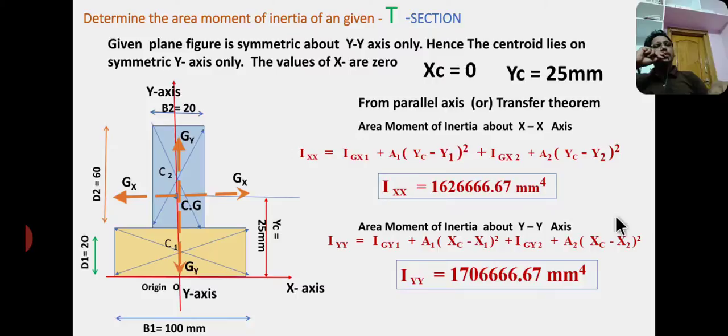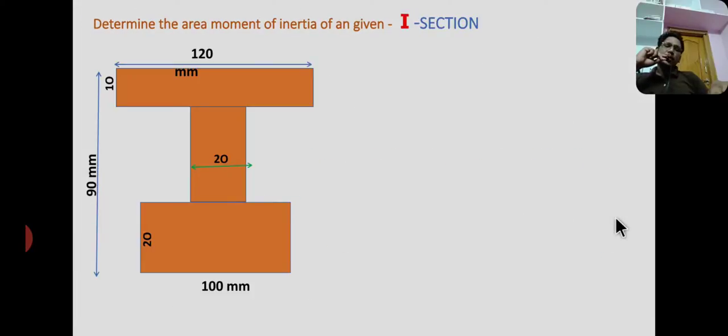Now coming to the third problem, that is the area moment of inertia of an I section. This is an unequal I section having a top flange, this is the top flange, this is the web, this is the bottom flange. The total height of the I section is 90 mm, the bottom base 100 mm and the top base 120 mm, and the thickness of the bottom flange equals 20 mm, the thickness of the web equals 20 mm, and the thickness of the top flange equals 10 mm.